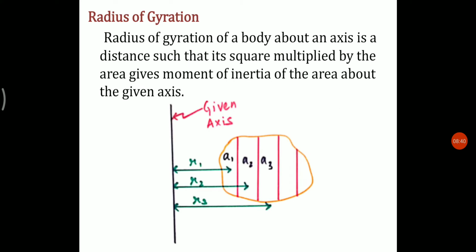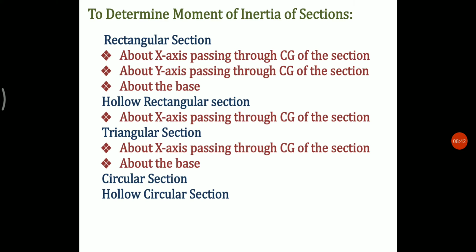Similarly, about y axis, moment of inertia about y axis passing through CG of the section, and about the base. So again for hollow rectangular section we can determine the moment of inertia. Similarly for triangular sections, circular sections, hollow circular sections. Again there are still a number of sections available, but these are very important ones which we have to learn.